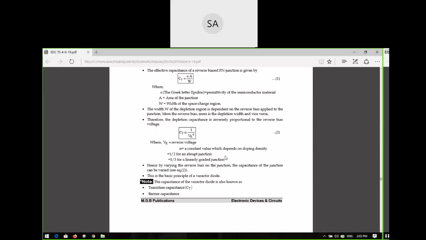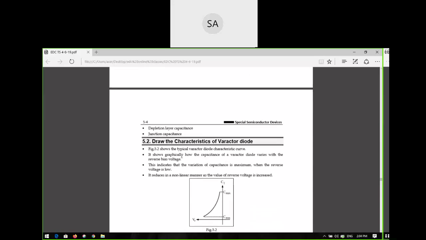Abrupt junction is also called a step junction, and the other is a linearly graded junction. So there are two types of junctions present. For a linearly graded junction, the n value is equal to 1 by 3. For a step junction, the n value is equal to 1 by 2, or root 2. So this is the varactor diode and the principle of varactor diode.